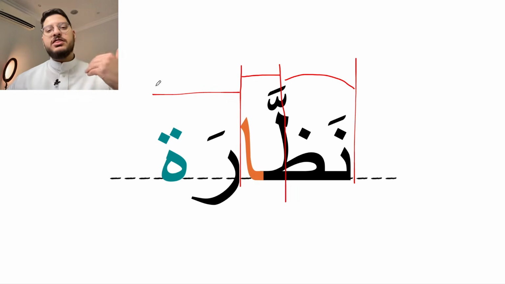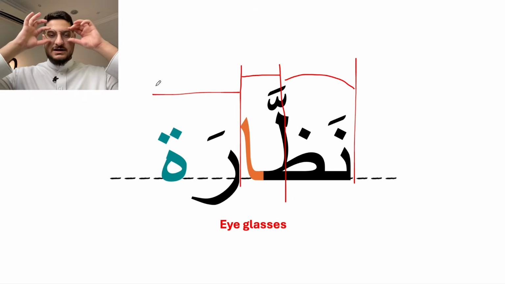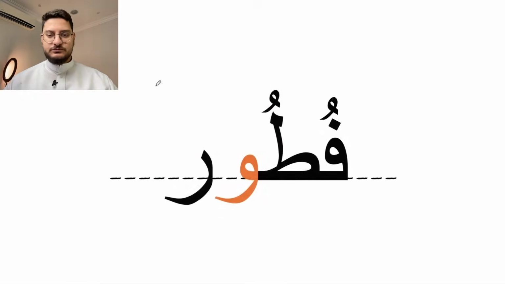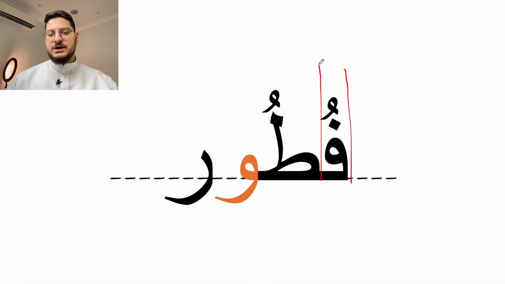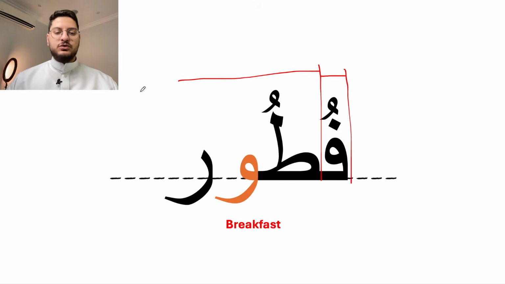Nadhara, nadhara. And nadhara is eyeglasses. Next one, I see 2 vowels, so 2 syllables. Let's read the first syllable, fu. And then we have the ta with the dhamma, so tu, futur, and futur is breakfast.